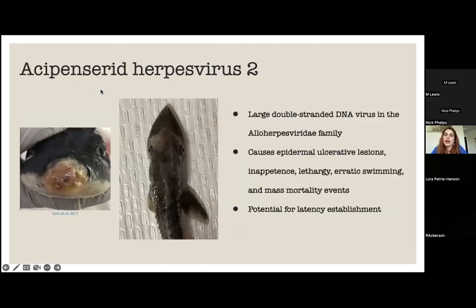So let me quickly tell you about our virus of interest and how we're using a BAC vector to study its pathogenesis. Acipenserid herpesvirus 2, also known as AciHV-2, is a large double-stranded DNA virus in the family Alloherpesviridae that affects mostly juvenile and subadult white sturgeon, causing epidermal ulceration like these ones seen on the screen, inappetence, lethargy, erratic swimming, and between 50 and 80% mortality in natural outbreaks. And this is very significant considering that in the United States, white sturgeon is responsible for roughly 95% of the caviar and sturgeon meat production, which generates over $200 million in yearly revenue.